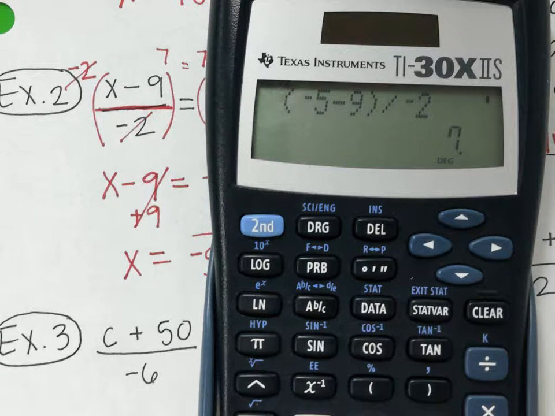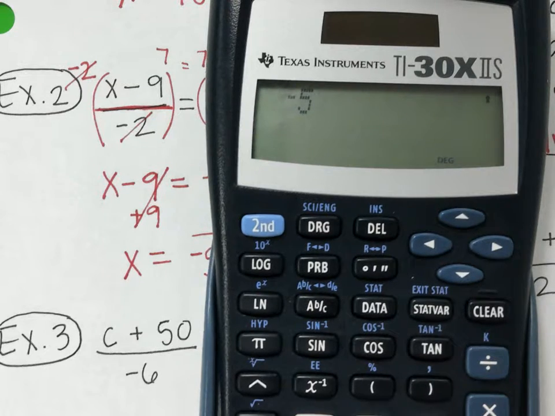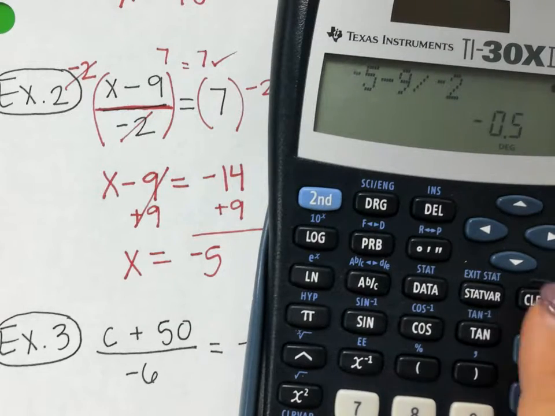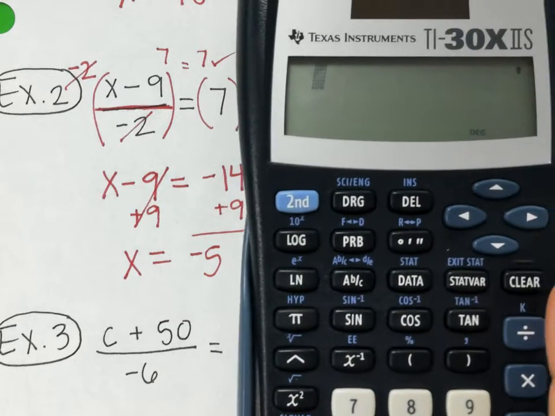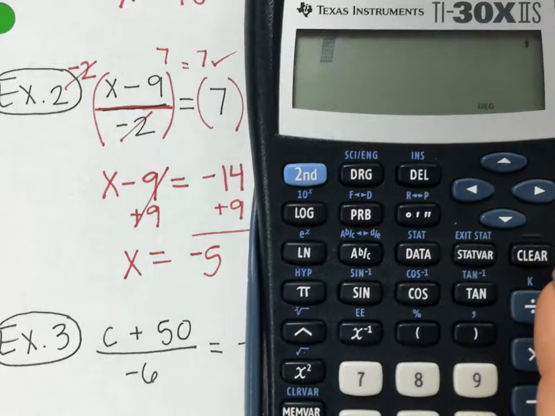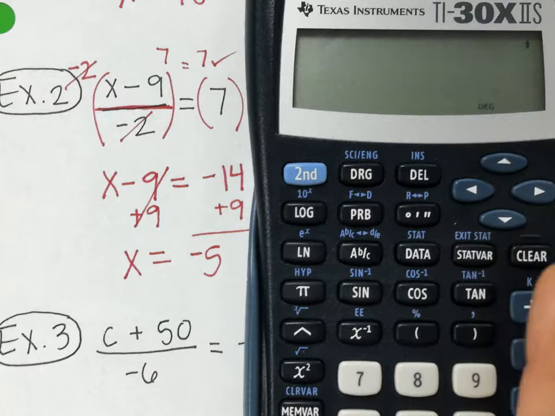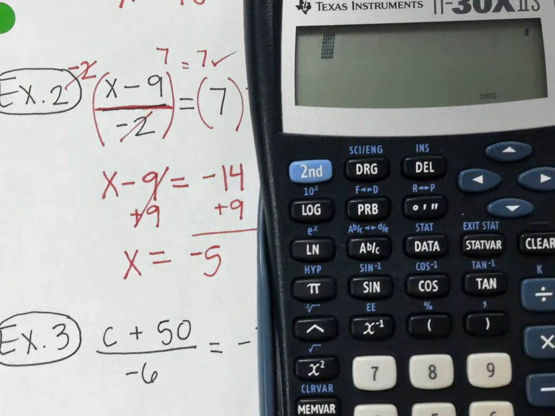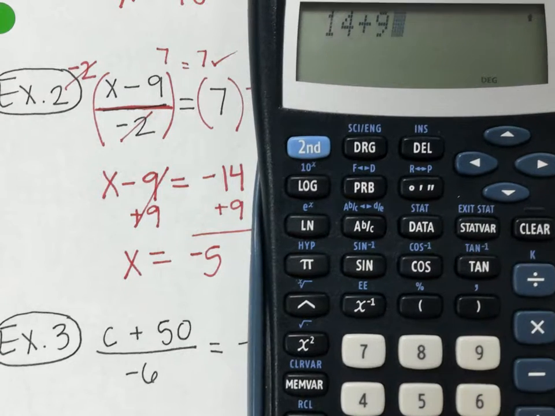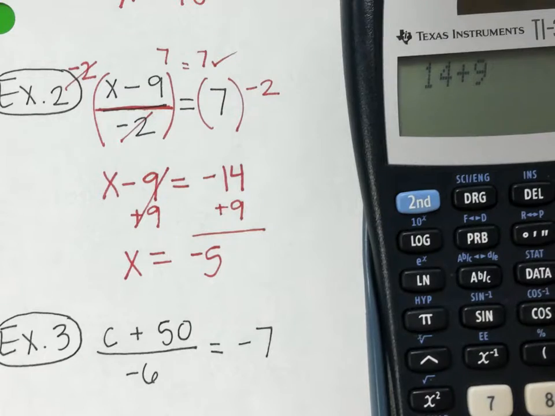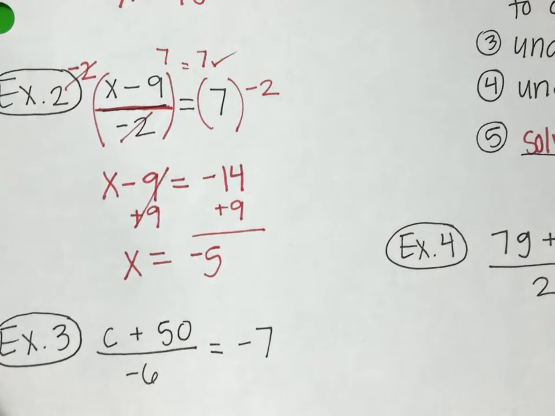Yes, sir. I don't know how, but I got 23. Okay. Did you not put your parentheses? Did you forget a negative? You might have forgot a negative. Or you added 14 and 9, didn't you? Yeah. Negative 14 plus 9. Remember, those are different signs, so you actually subtract them.